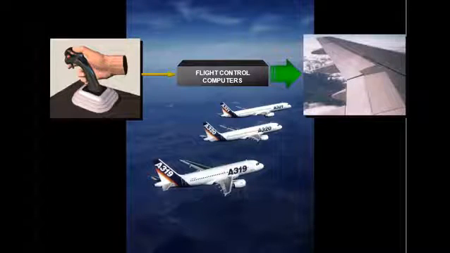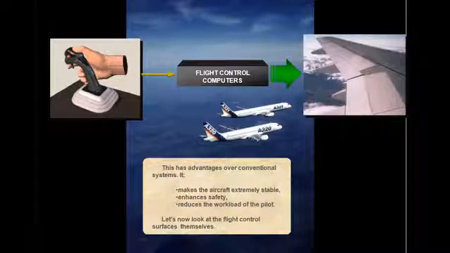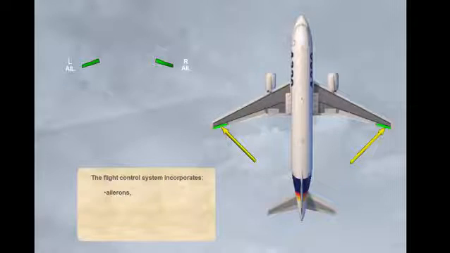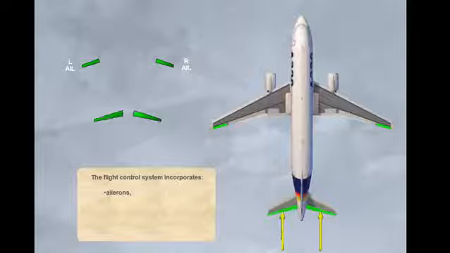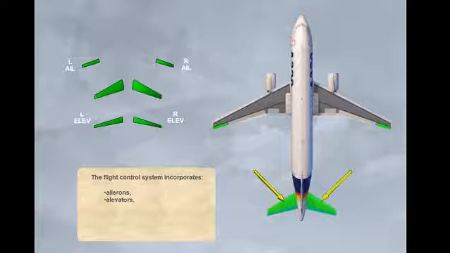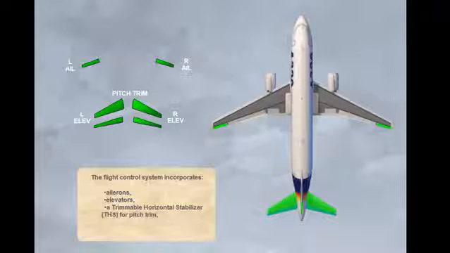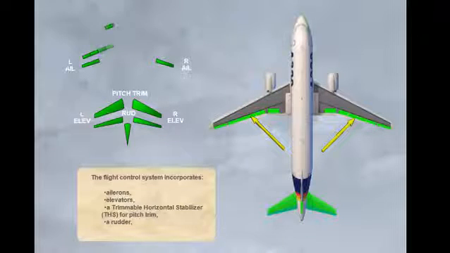Let's now look at the flight control surfaces themselves. The flight control system incorporates ailerons, elevators, a trimmable horizontal stabilizer, THS, for pitch trim, a rudder, ground spoilers, speed brakes.